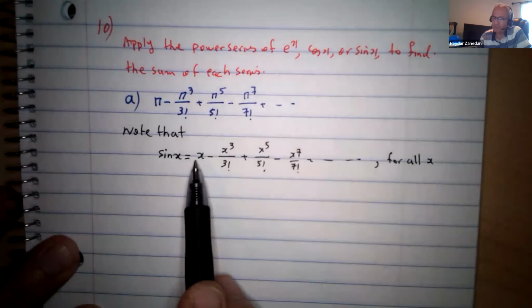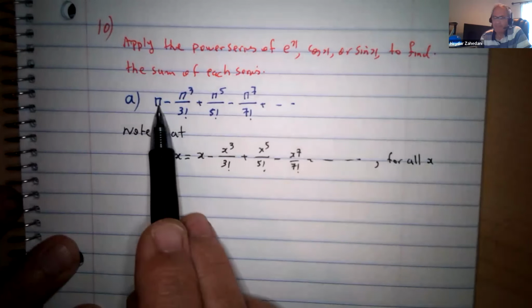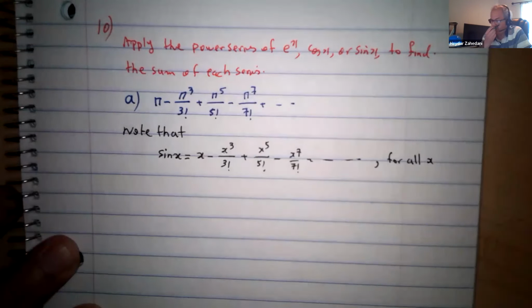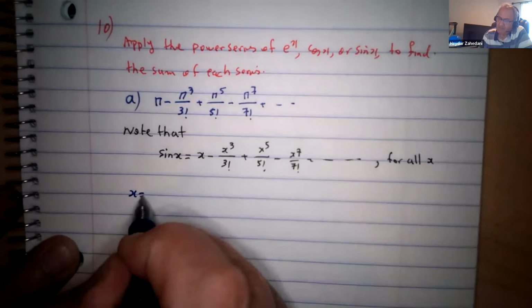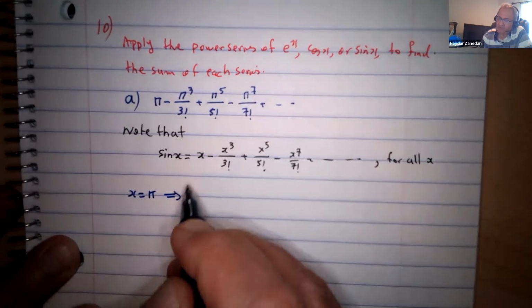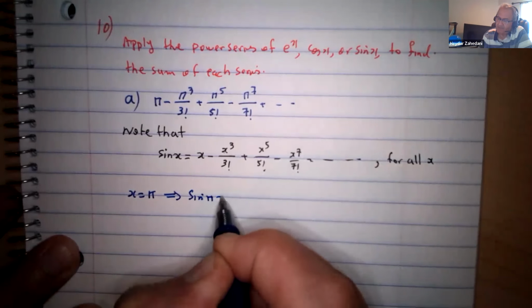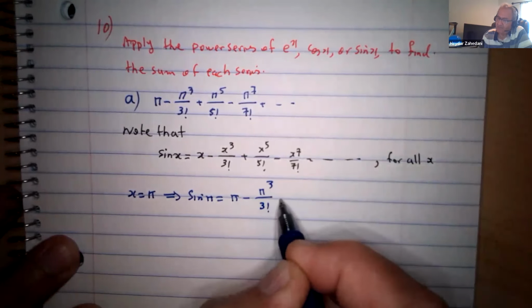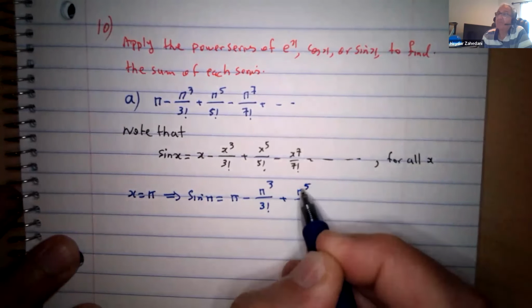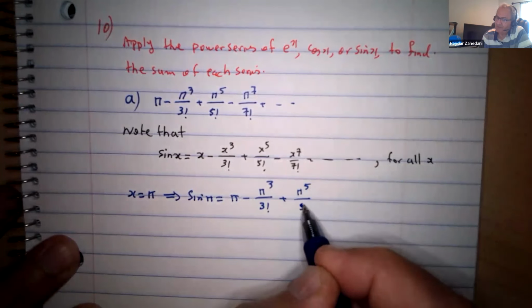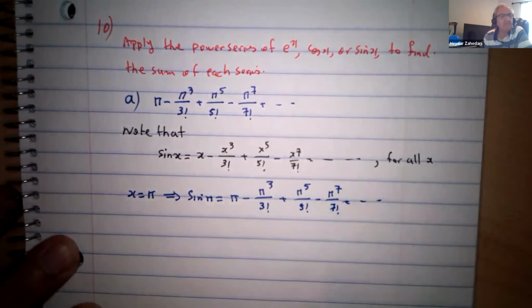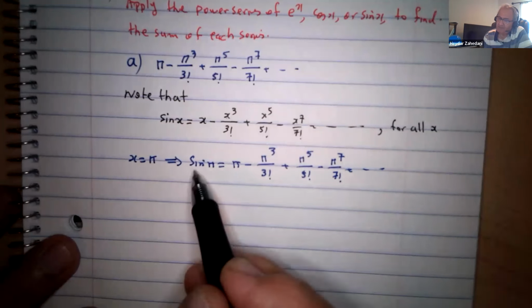It's clear, you see, compare them together: x equals pi. Because this is x cubed, pi cubed; x to the fifth, pi to the fifth. So we're just replacing x by pi. If you put x equal to pi and substitute in both parts, sine of pi equals pi minus pi cubed over 3 factorial plus pi to the fifth over 5 factorial, minus pi to the 7 over 7 factorial. But the sine of pi is 0.